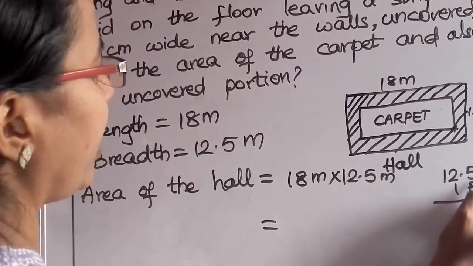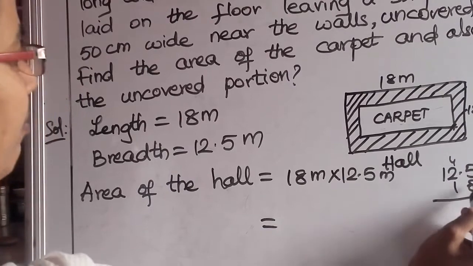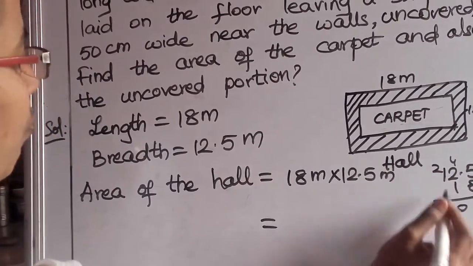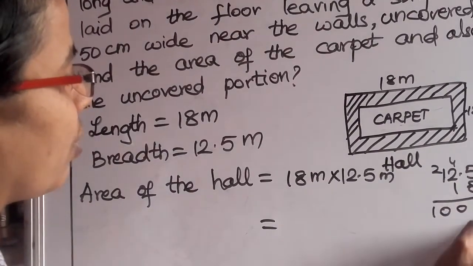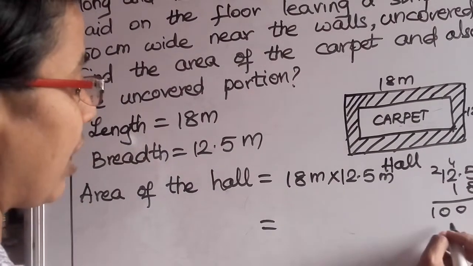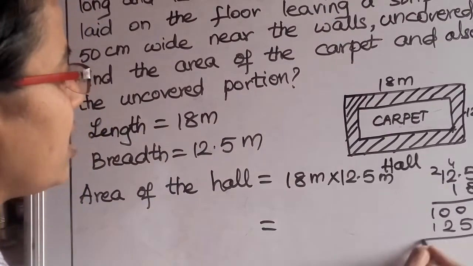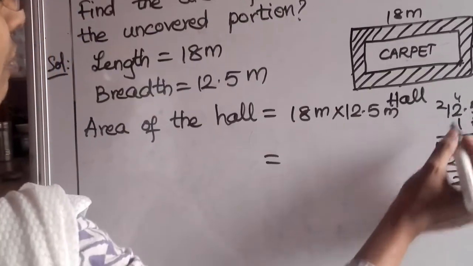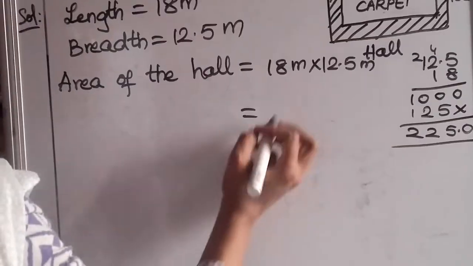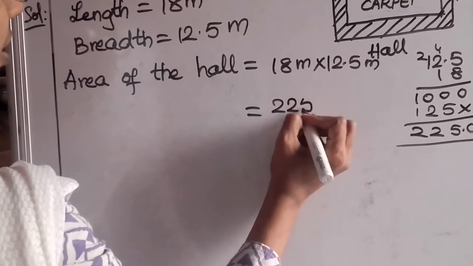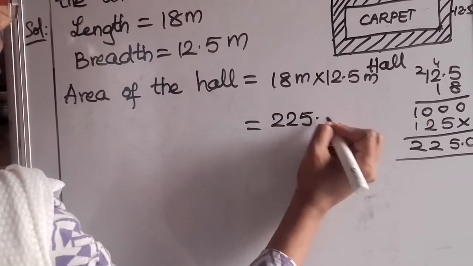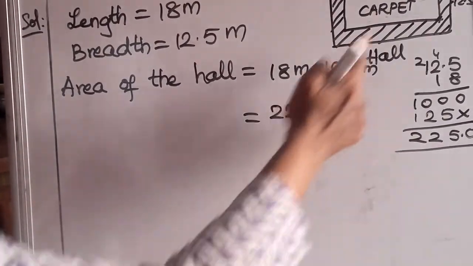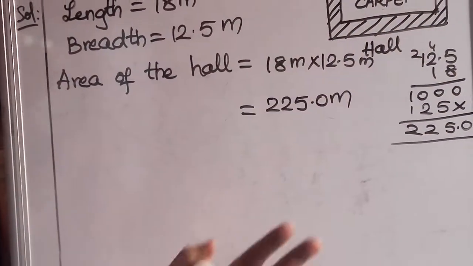12.5 into 18. 8 5s are 40. 8 2s are 16. 16 plus 4 is 20. 8 1s are 8, 9, 10. Okay, cancel this. Into 1 we are doing, so we are going to get the same values. So this is 0, 5, 2 and 2. Where will you keep the point? After one digit. Very good. So here you got it as 225 meters. 225 meters is the area of the hall. This complete one you got.